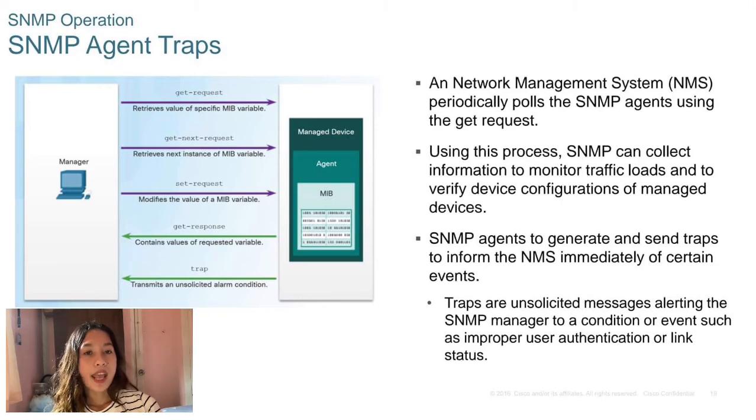Next is SNMP agent traps. A network management system, NMS, periodically polls the SNMP agents using the GET request. Using this process, SNMP can collect information to monitor traffic loads and to verify device configurations of managed devices. SNMP agents can generate and send traps to inform the NMS immediately of certain events. Traps are unsolicited messages alerting the SNMP manager to a condition or event, such as improper user authentication or link status.